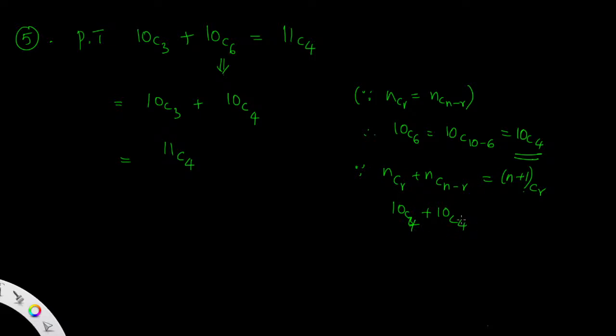10C4 plus 10C3 equals, we can write as 11C4. That's all. This is the basic formula: nCr plus nC(r-1) equals (n+1)Cr. Then this answer goes to 11C4. This is question number 5.